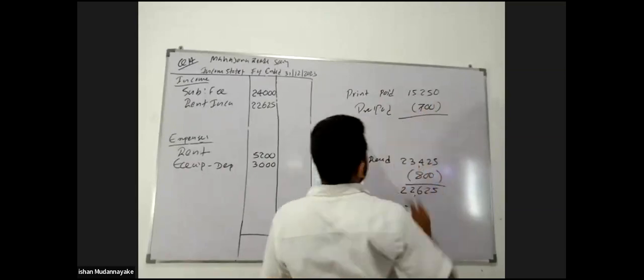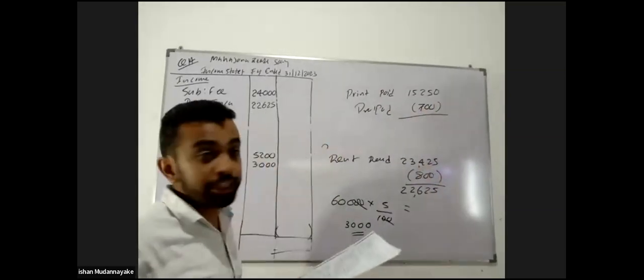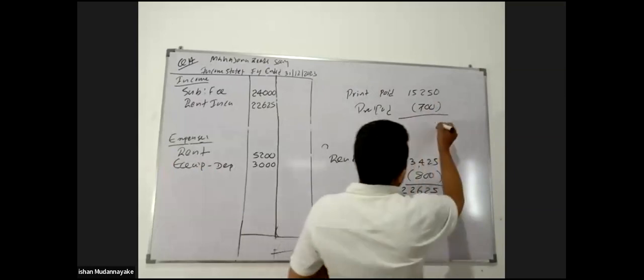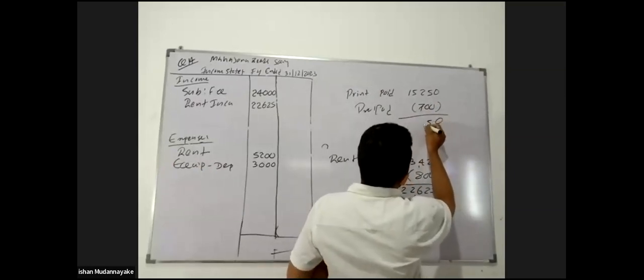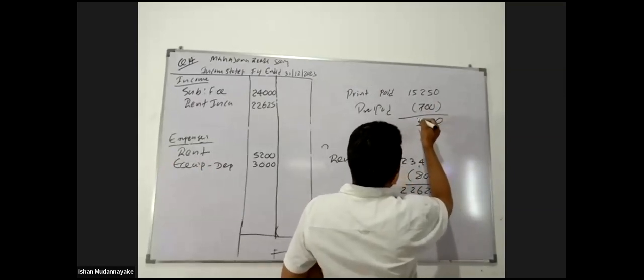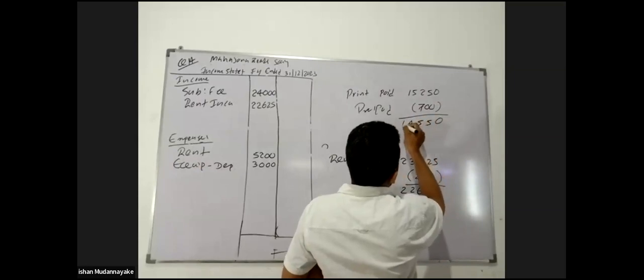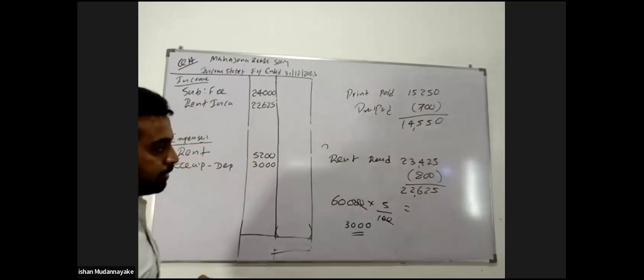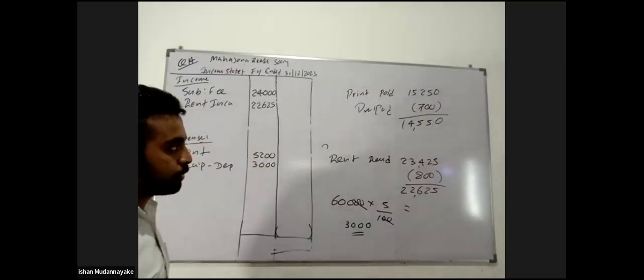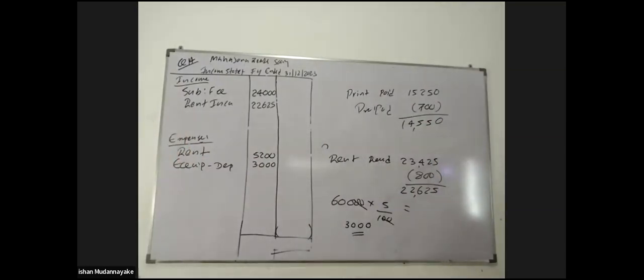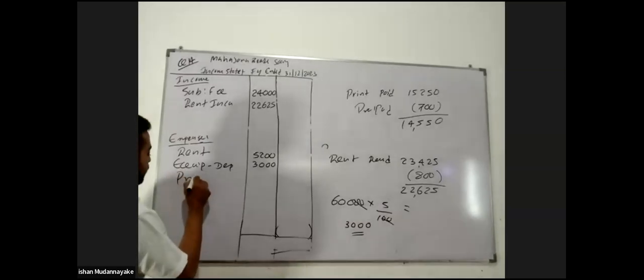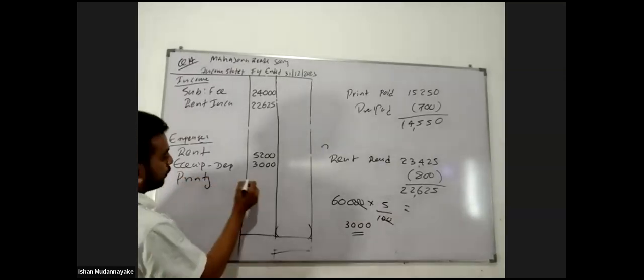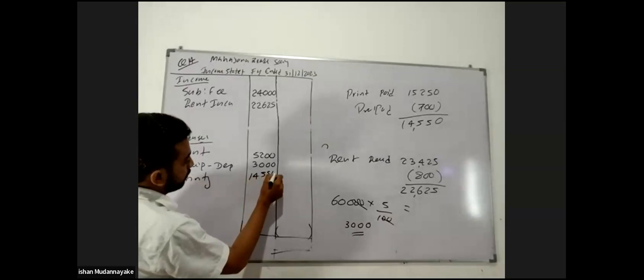Then how much is the relevant printing expense for the period? 50,250 minus 700 is 49,550. Yes or no? Yes, sir. Then printing expenses are 49,550.